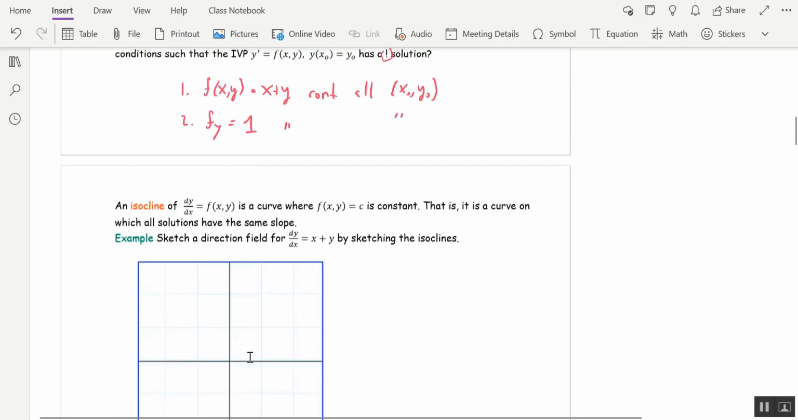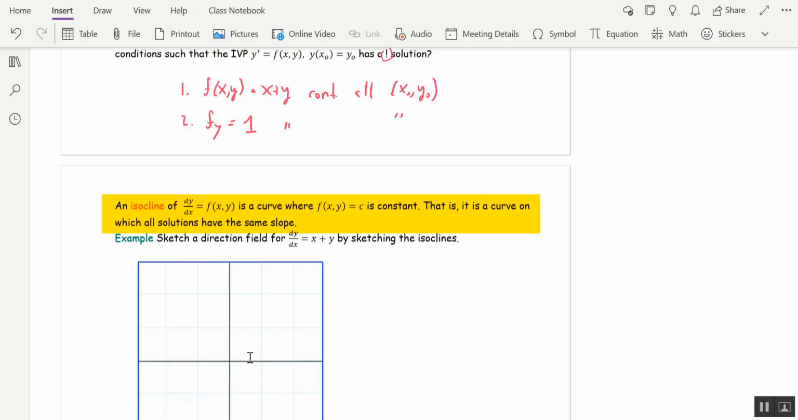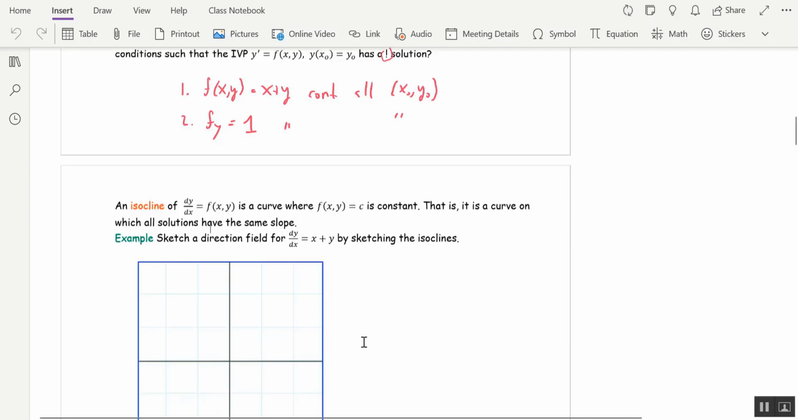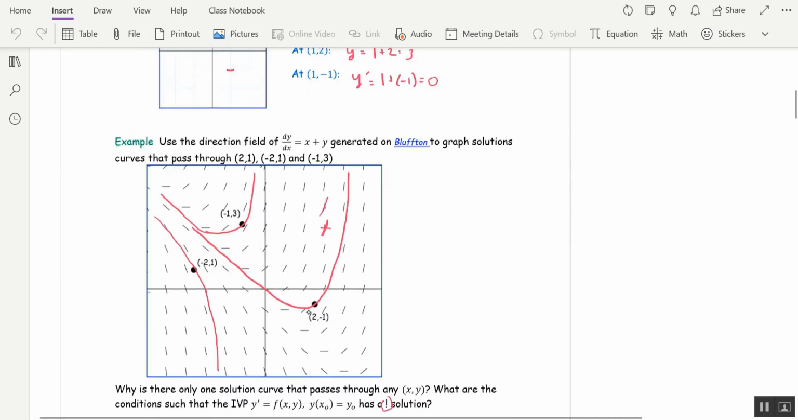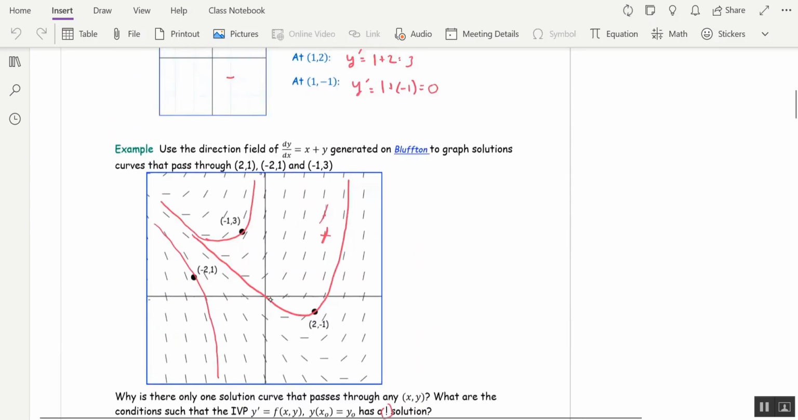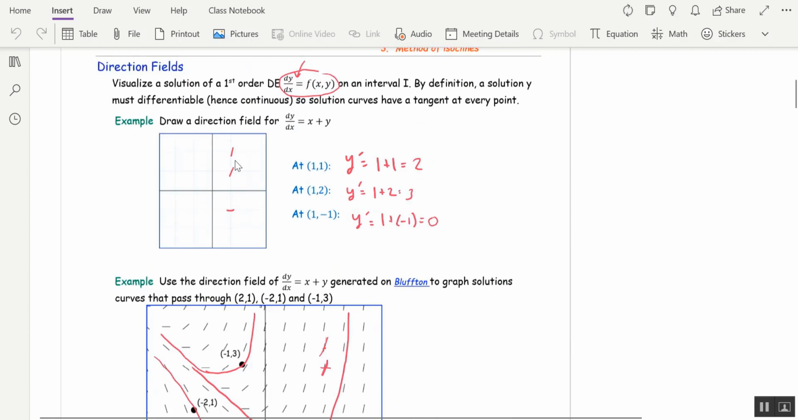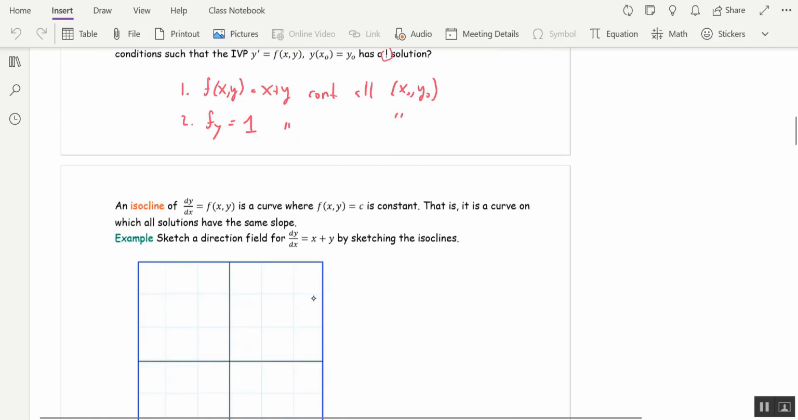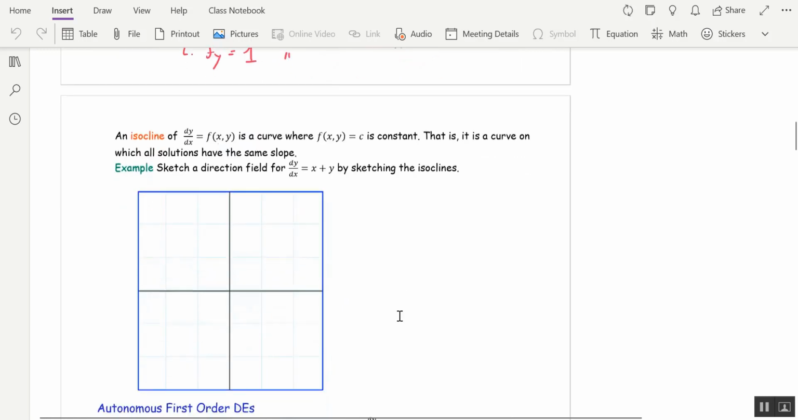There's a way to speed up drawing a direction field by hand, and that would be by using isoclines. An isocline is a curve on which the slope of the tangents is constant. So the f of x, y part is a constant. So for example, I can look at this same direction field and draw it by hand a little bit quicker than I was doing up here. Here it was just one point at a time. Here I could do it one curve at a time by looking at the isoclines.